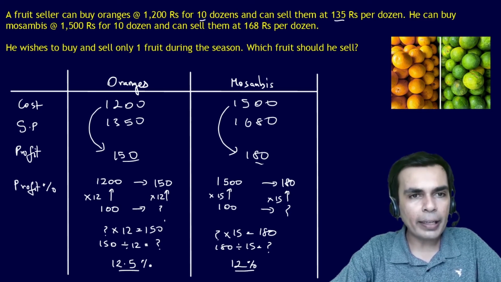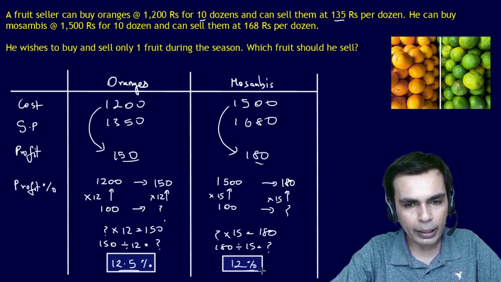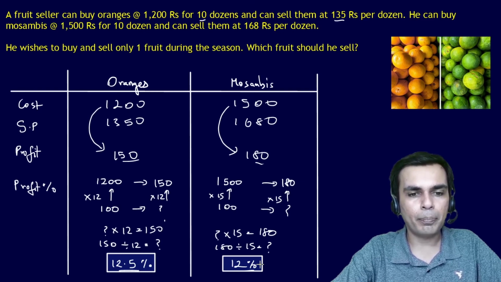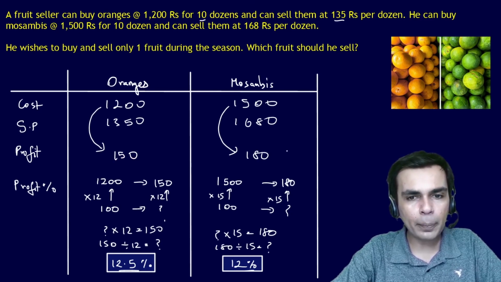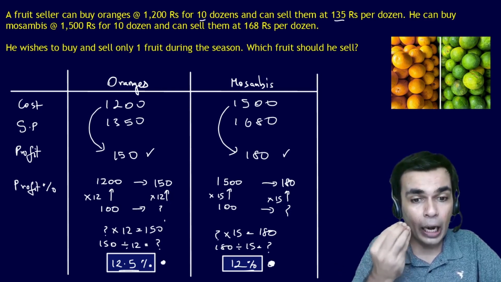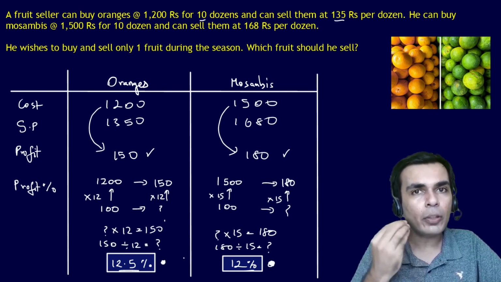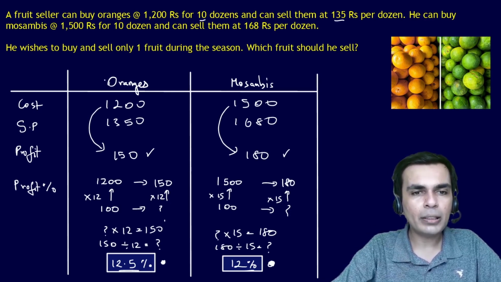So you see, finally, I can say that for every 100, oranges give 12 and a half rupees as profit, meaning it's 12.5%, and Mosambi are going to give 12%. So even though initially I saw that the profit is more on Mosambi, which is 180, for every 100 it gives only 12 rupees as profit, and for every 100 rupees, oranges are giving 12 and a half rupees. So I think the fruit seller should do the business of oranges.